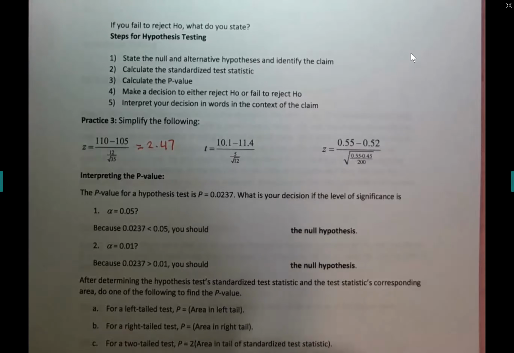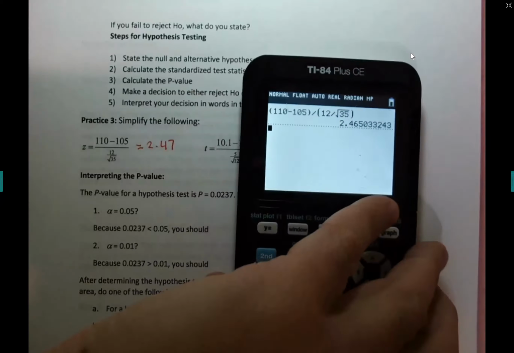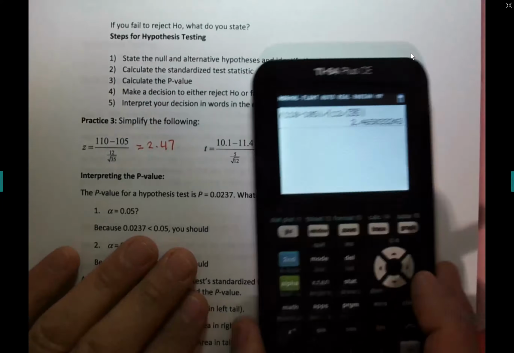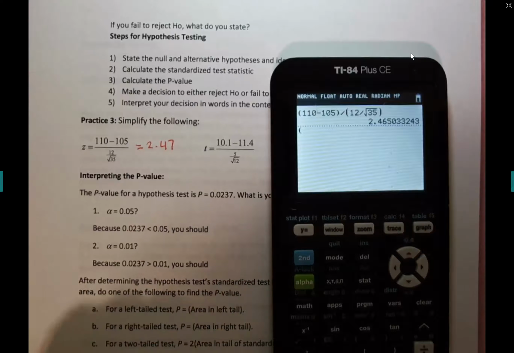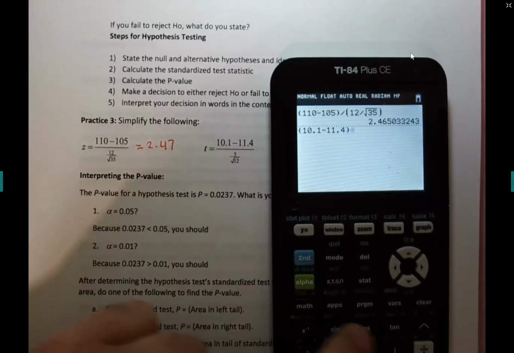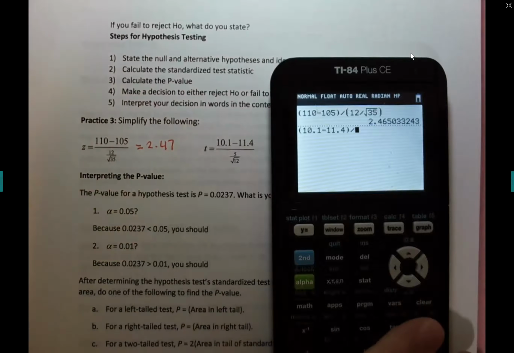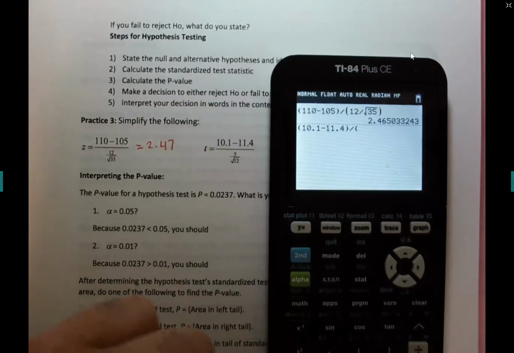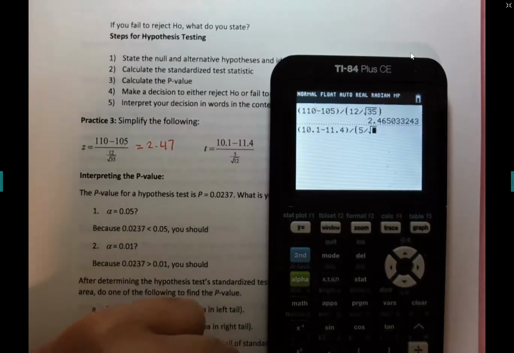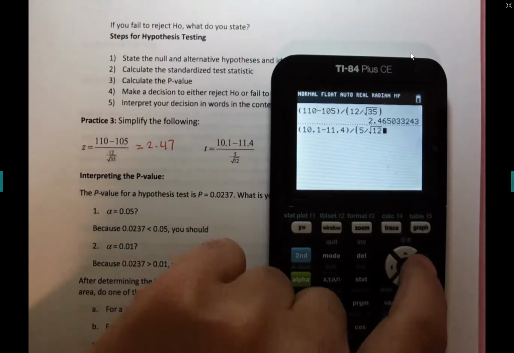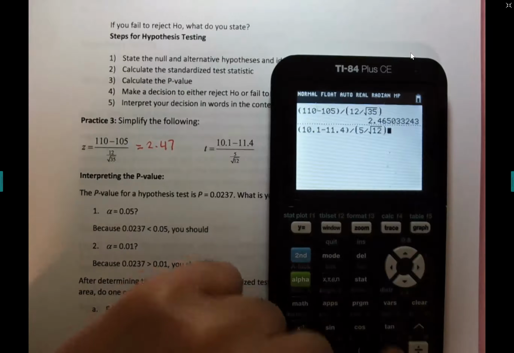Okay, let's do this together. Same thing, guys. Enter 10.1 minus 11.4 divided by, and open parentheses, 5 divided by square root of 12. So you press the second key, x squared, 12, get out and close.